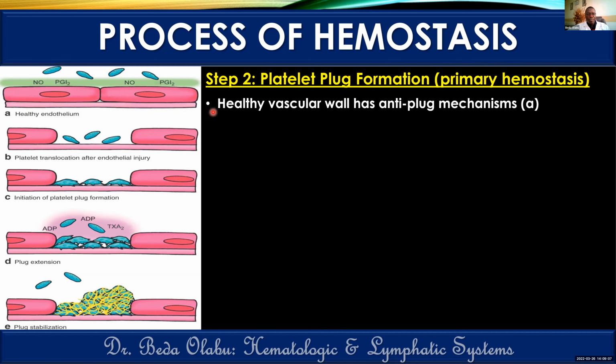There are two key chemicals that prevent platelets from attaching and so aggregating in an intact blood vessel. That is nitric oxide and prostaglandin I2, which is also called prostacyclin. So these are anti-plug mechanisms. These chemicals are released by the endothelial cells of an intact blood vessel, and they prevent attachment of platelets on the vascular wall.